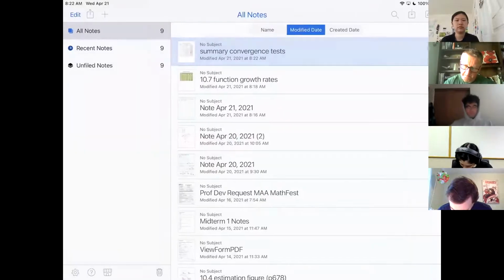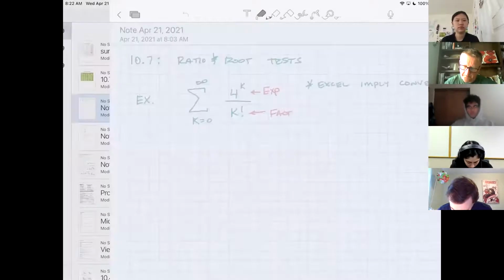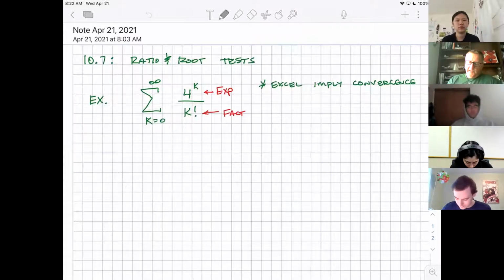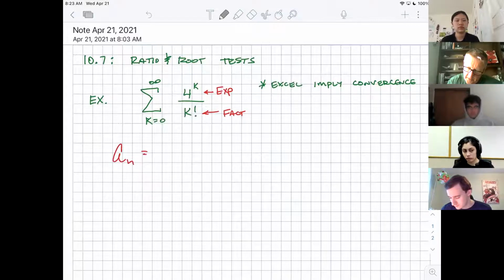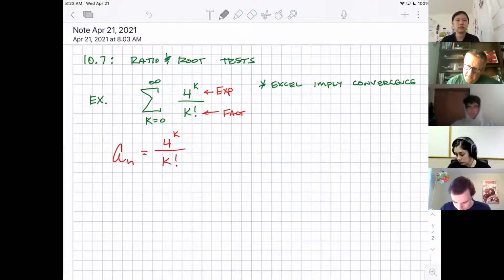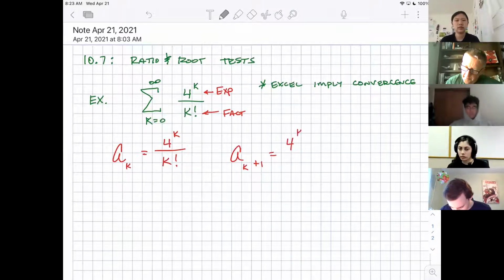Okay. Well, let's try that test out with our problem. Let's just go slow here to make sure that you see this. a_n is our expression 4 to the k over k factorial. That would mean that a_(n+1) is, and I suppose I should be saying a_k here since everything is k's and not n's, so a_(k+1) would be, well, just replace k with k plus 1.